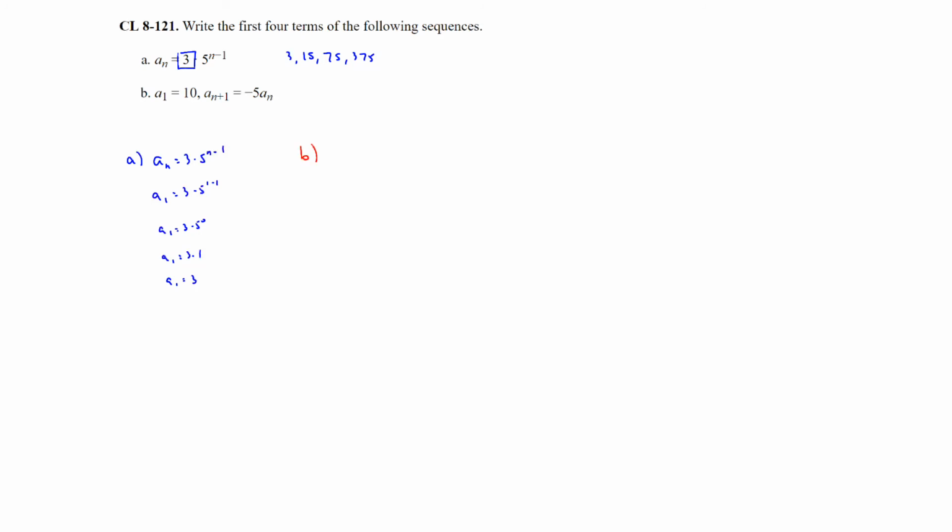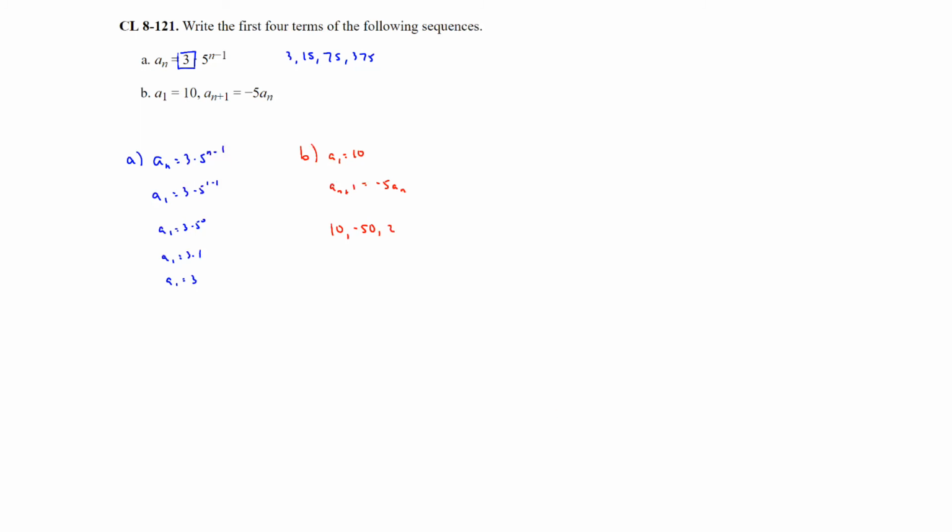On B, it's telling us a sub 1 is 10. That means that the first term has a term value of 10. And then the a sub n plus 1 is telling you that the next term will be in the form of negative 5 times the previous term. So the first term is 10. The next term gets multiplied. To get the next term, you multiply the previous term by negative 5. So that would be negative 50.